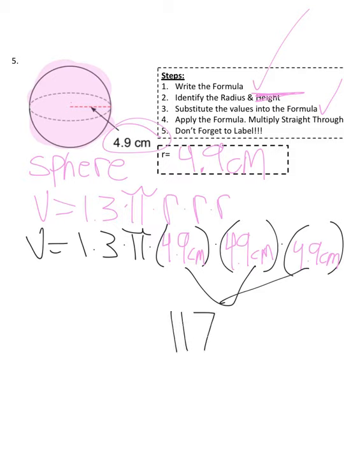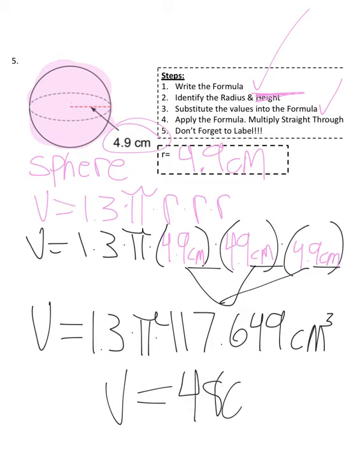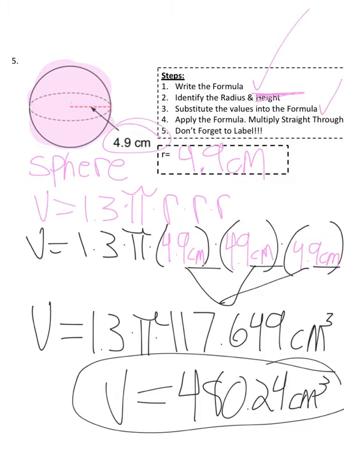That gives you a total of 117.649 centimeters cubed, because remember we multiplied centimeters 3 times, and then we still have volume equals 1.3 times pi times that 117.649. I'm going to multiply all of that together, throw that into your calculator, and it will give you a total volume of 480.24 centimeters cubed. So the total volume of the sphere is that.